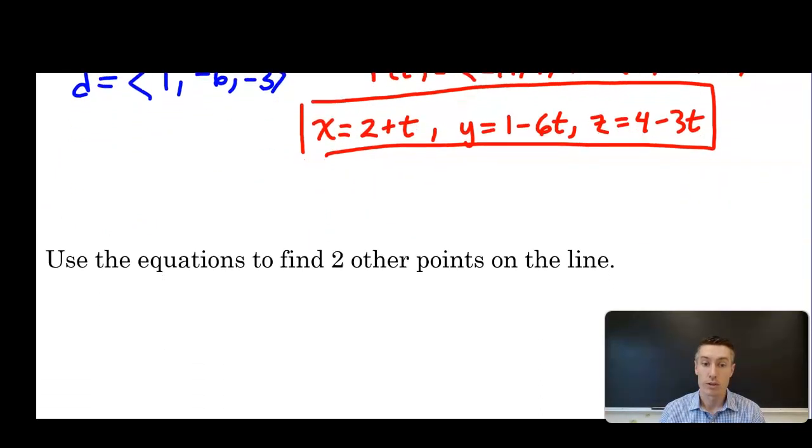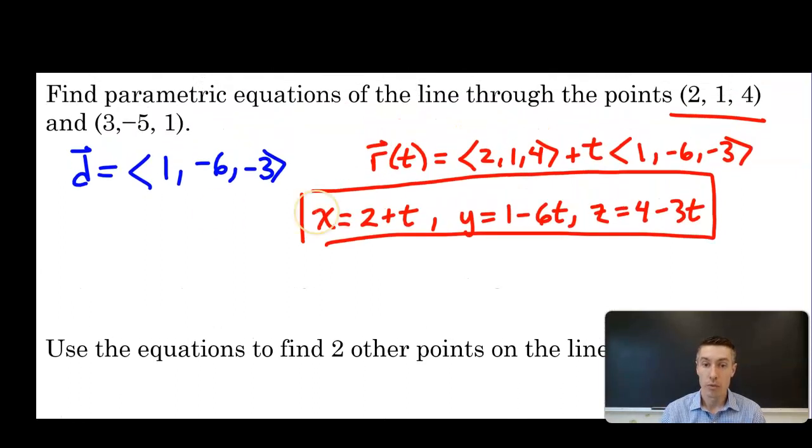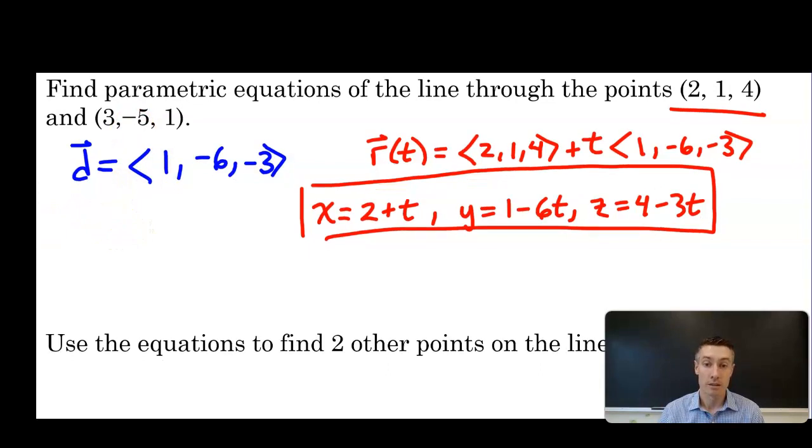Now use the equations to find 2 other points on the line. Okay, so if we made t equals 0, which would be easy, we would get the point (2, 1, 4), which is not a new point. That point's already on the line. If we made t equals 1, also an easy value of t to plug in, we would get (3, -5, 1), also a point on the line. So we need to pick other values of t besides 0 or 1.